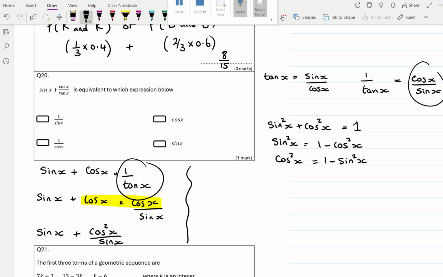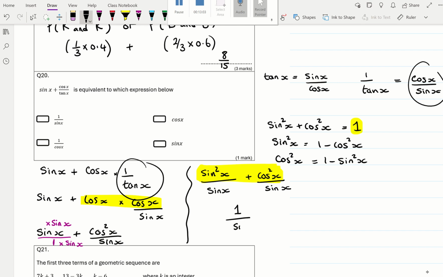Now, I can't do much with this addition unless this becomes a fraction and they have the same denominator. I can't add fractions unless they're the same denominator. So I'm going to multiply the bottom, the denominator, by sine x. I'm going to multiply the top, the numerator, by sine x. Sine x times sine x is sine squared x over sine x plus cos squared x over sine x. Well, remember, now I can add the numerators and I leave the denominator the same, and this gives me 1.